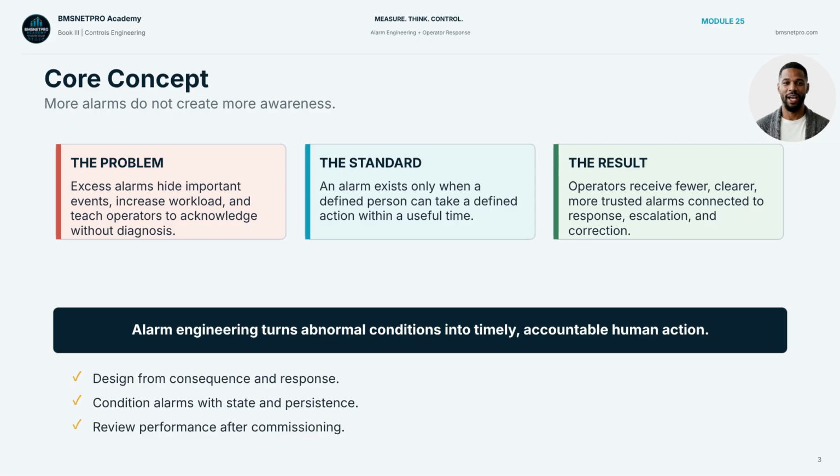More alarms do not automatically create more awareness. When every point deviation becomes an alarm, operators learn to filter the noise. A professional alarm system is different. It exists to turn abnormal conditions into timely, accountable human action. That means every alarm needs a defined consequence, a defined response, a defined owner, and a way to verify that the condition was corrected.